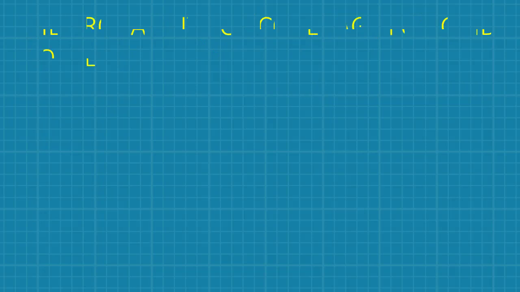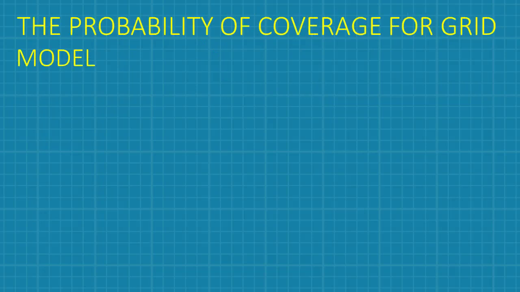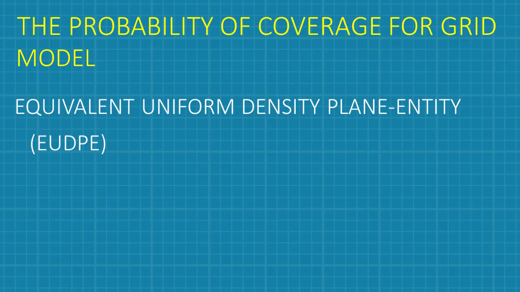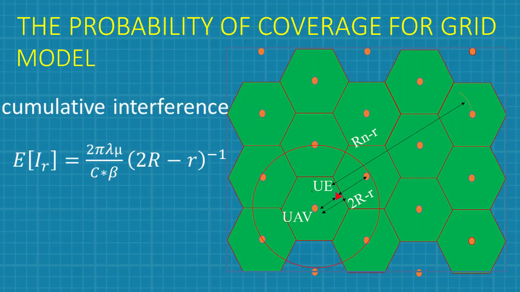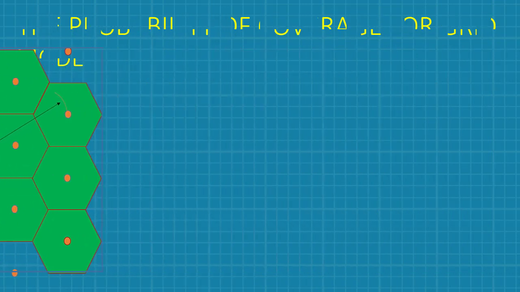The probability of coverage for grid model. The equivalent uniform density plane entity, EUDPE, method is used to model the grid network. This method is used for calculating the cumulative interference by replacing the actual network with an equivalent network, whose base stations are uniformly distributed with density, ρ, where the serving UAV is assumed the origin of the polar coordinate plane.